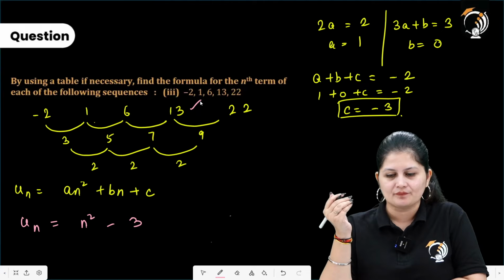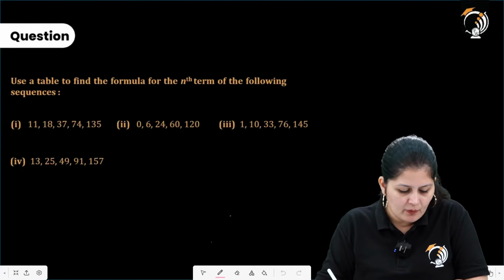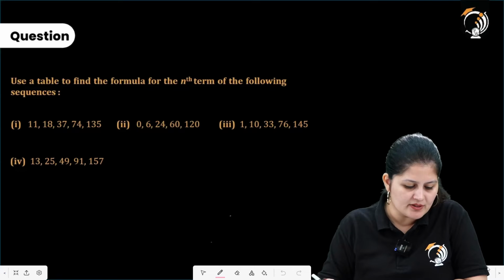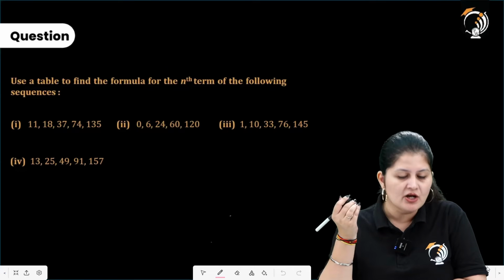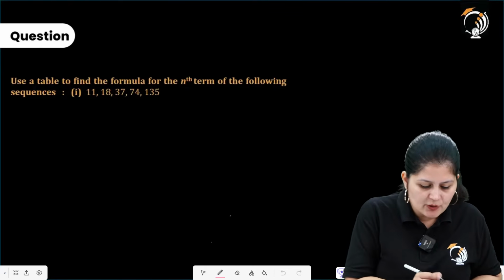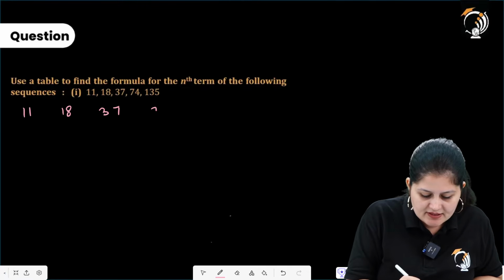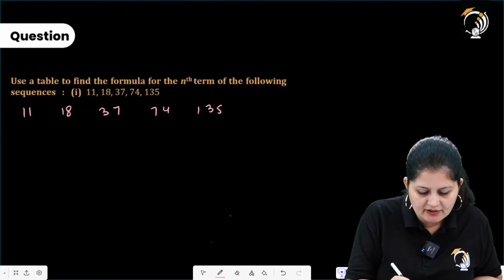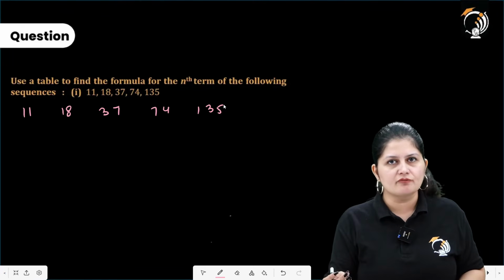Clear? Now, moving to the next question, which talks about some more sequences. Use a table to find the formula for the nth term of the following sequences. So, let's move on to the first sequence here: 11, 18, 37, 74, 135. Let's calculate the nth term for this particular sequence.